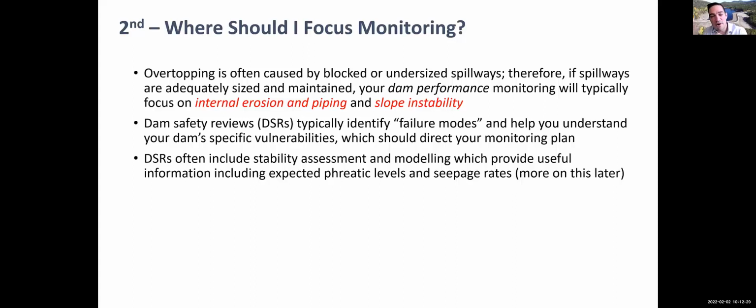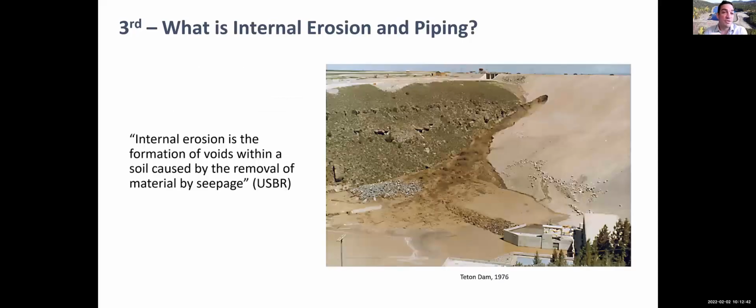If you have stability modeling in your DSRs, and I'm just going to touch on this, we're going to talk about it more, they'll typically show sections of expected phreatic levels and possibly seepage rates, exit gradients, things like that. But useful information. So what is internal erosion and piping?